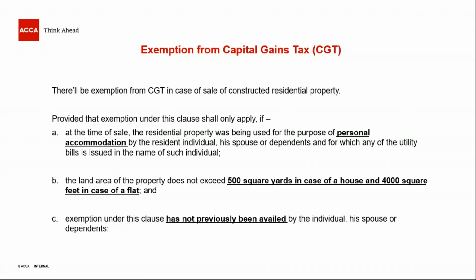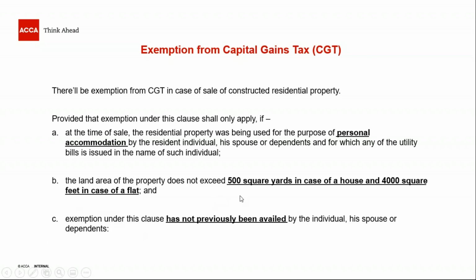The land area of the property should not exceed 500 square yard in case of a house. So that's roughly, I think, about 16 and a half marlas, if I talk in the typical language that we measure many construction projects, but people are well versed with the square yard and square feet too. Or 4,000 square feet, that's I think just about under 16 and a half marlas, or close to 16 marlas, somewhere in between. That's the quick calculation on top of my head.